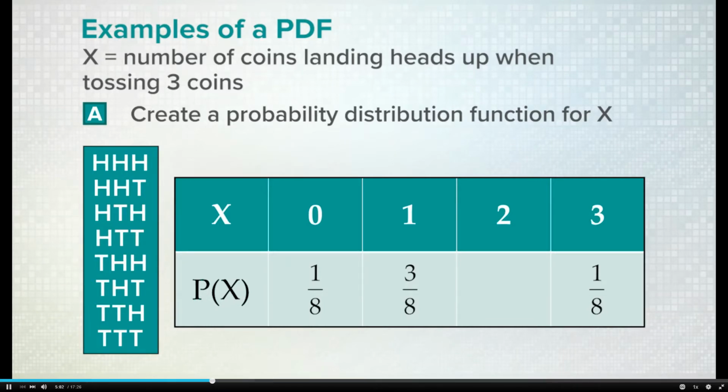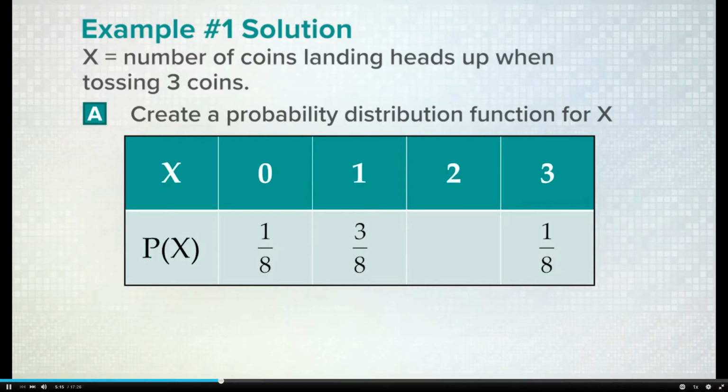Now you have 2 choices to find this last probability. The first choice is to count how many have 2 heads up. Your second choice is you know that these probabilities have to add up to 1. So right now, if I add 1/8 and 3/8 and 1/8, that gives me 5/8. If I subtract that from 1, that gives me 3/8. And that completes my probability distribution for part A. I'll use this probability distribution to answer the rest of the questions.